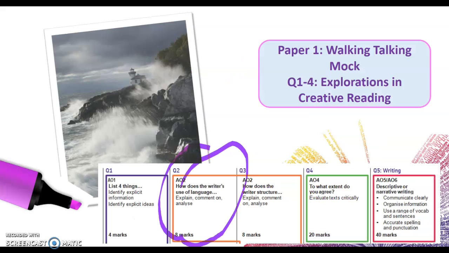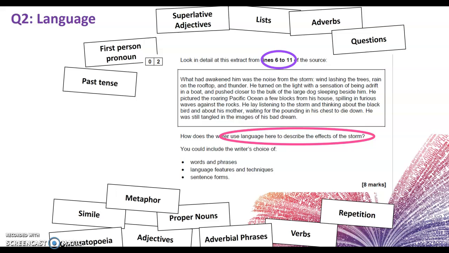Okay, question 2. As you know, it's the 8-mark question about how does the writer use language, and in this case it's how does the writer use language here to describe the effects of the storm, and it's the extract from lines 6 to 11. If you remember from the mock feedback, one of the things that you needed to do was to include really explicit writer's methods.